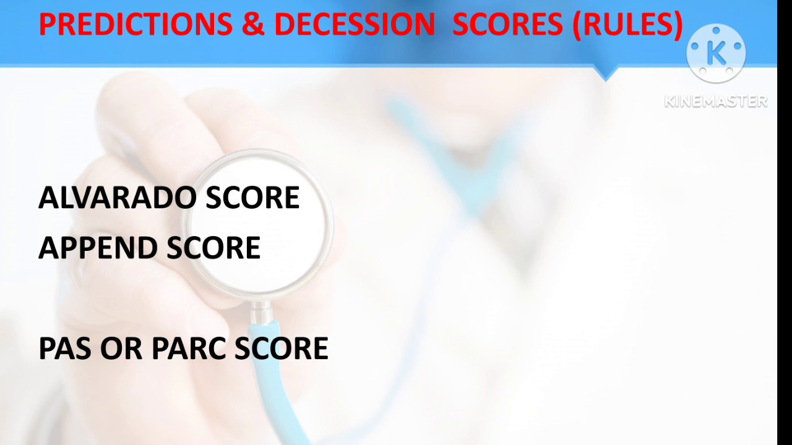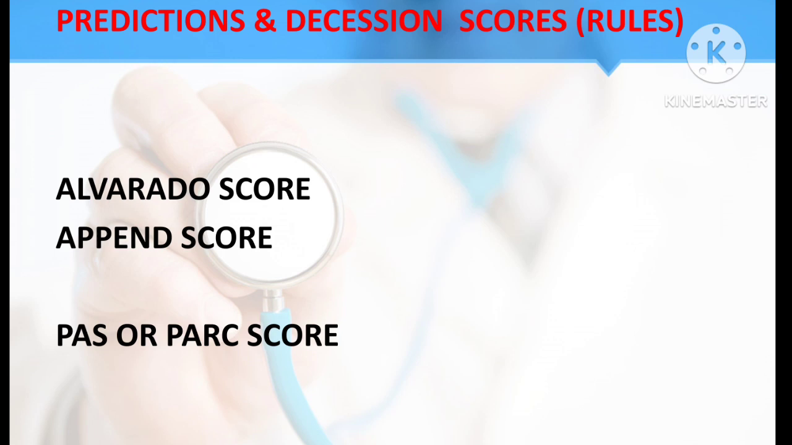Several clinical prediction and decision score rules have been developed to improve diagnostic accuracy and reduce the rate of negative appendectomies, some of which are in routine clinical use, such as the Alvarado score and the appendicitis inflammatory response score. In children, clinicians sometimes use other scores such as the PAS score or PARC score.